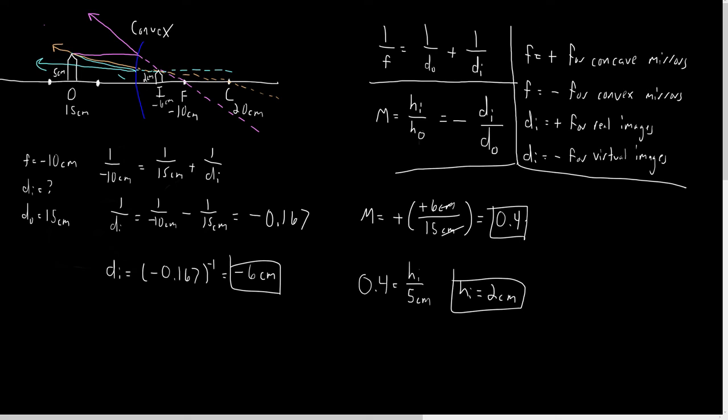The cool thing about those equations is they're going to be the same equations we use when we start talking about convex and concave lenses. The only thing that might change will be what we consider positive and negative for the focal points and the distances. Just because with lenses, we don't have light rays bouncing off the lenses. The light rays are going through the lenses. But we'll talk about that next time.